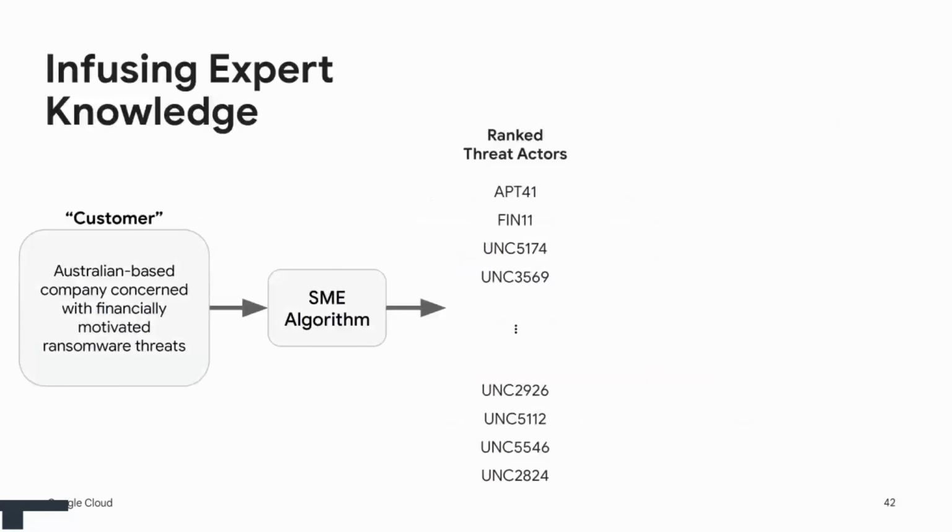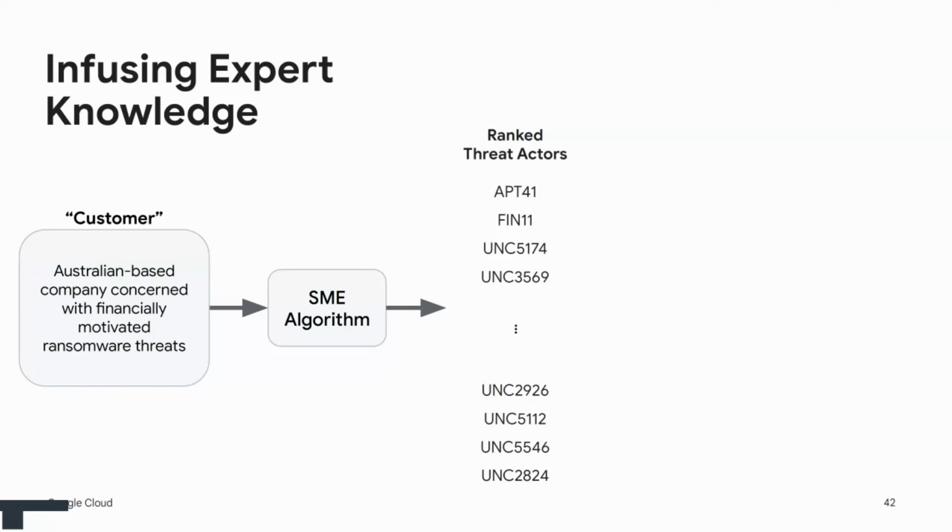Okay, so what does this look like? Right, so say we have this pseudo customer here. Let's say it's some Australian-based company concerned with financially motivated malware threats, right? We pass that through this algorithm, and it'll just spit out a list of ranked threat actors. So here, the top actors have been known to target Australian companies and ransomware, where the bottom ones are distribution clusters not known to target Australia or Australian companies.